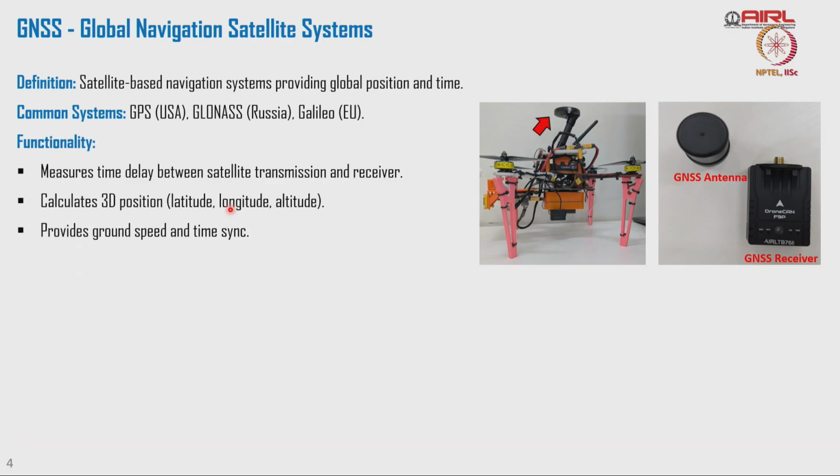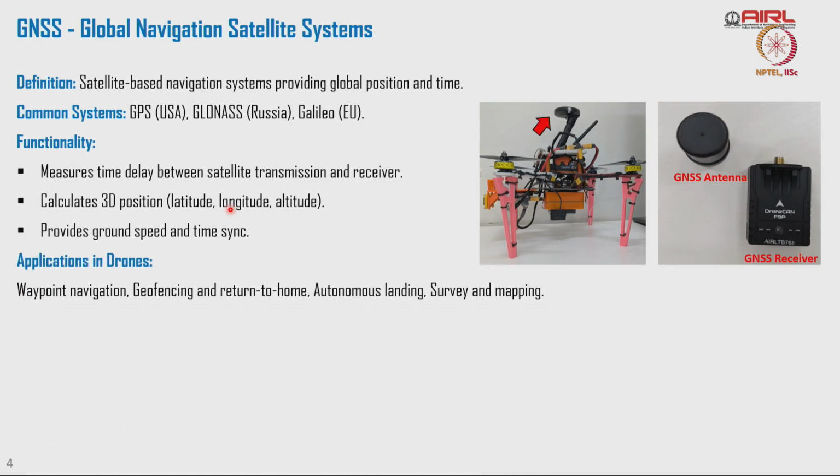What are we trying to measure? We are trying to measure the position, that is latitude, longitude and altitude at which this particular drone is present, right. What is the speed at which the drone is moving, the ground speed, and time synchronization. So, we measure the time delay between the satellite transmission and receiver. We just use that information to estimate the location of the drone and speed.